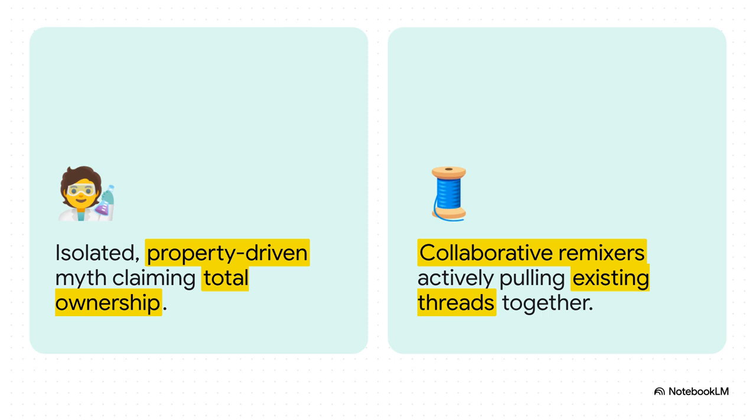Historically, this presents a really brilliant contrast. On one side, we have the modern lone genius myth, right? That isolated, property-driven trope where one person claims total ownership over a concept. But on the other side, we have the ethos of the ancient Mesopotamian scribes. Going all the way back to 3000 BCE, these scribes proudly saw themselves as collaborative remixers. They were ancient weavers, intentionally pulling existing cultural threads together to create a stronger fabric. They inherently understood that knowledge is communal.